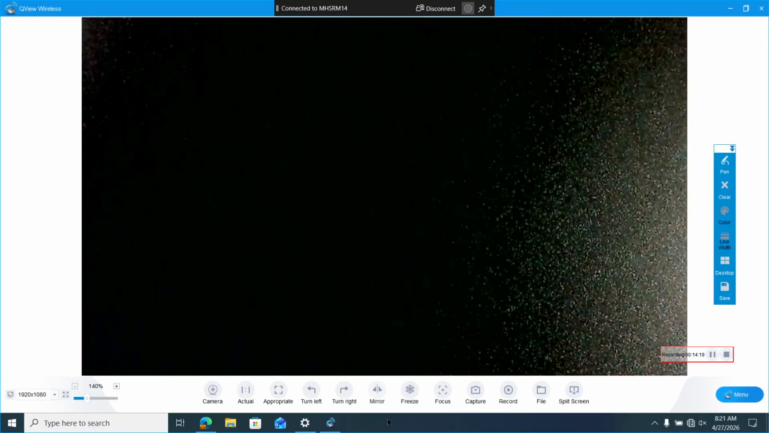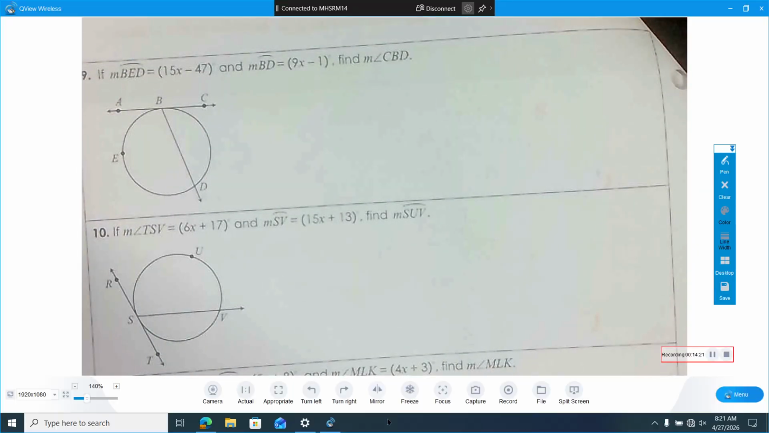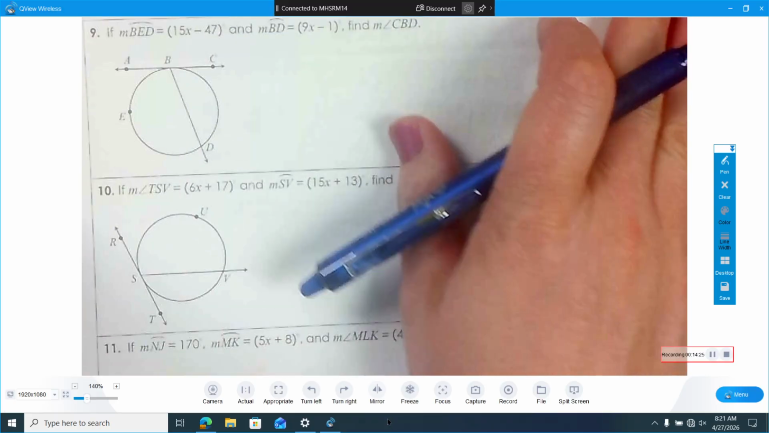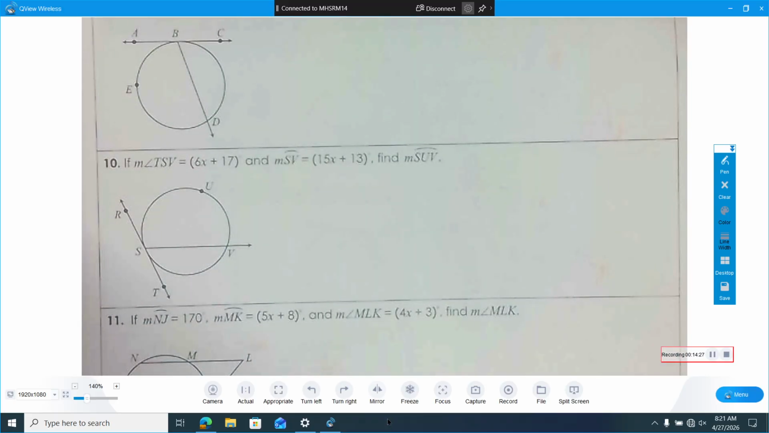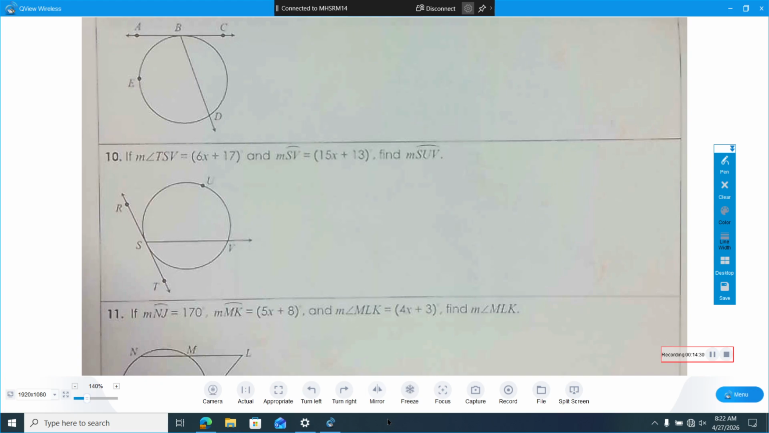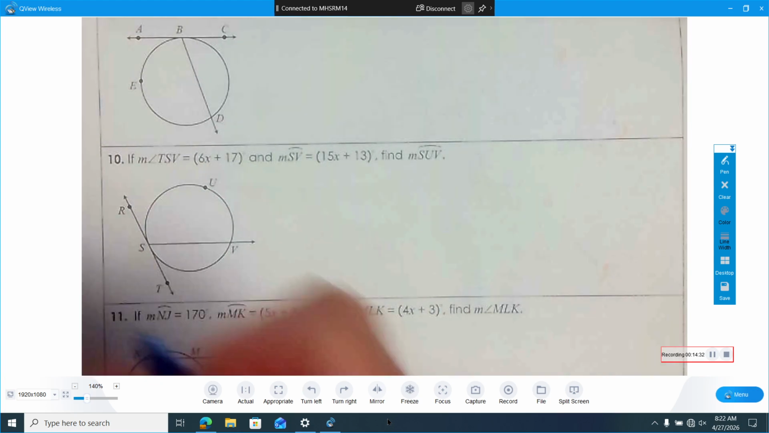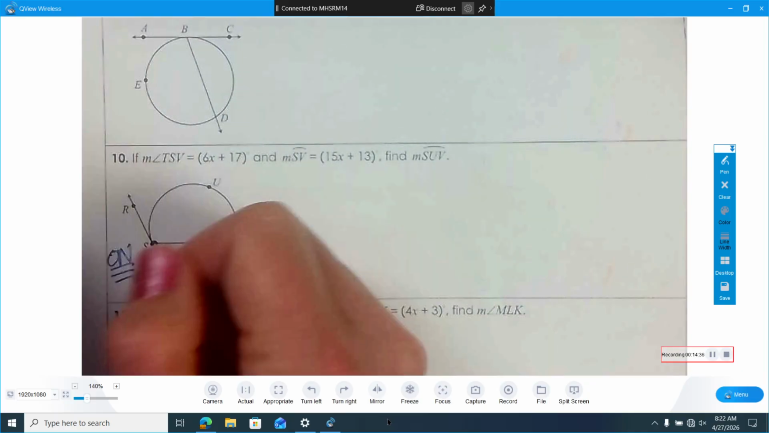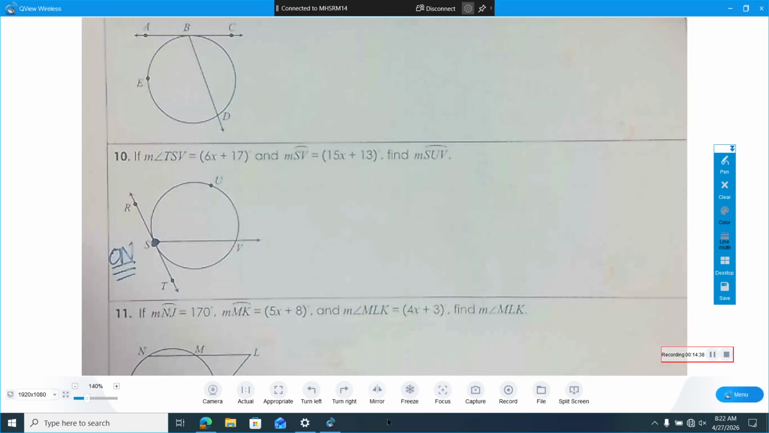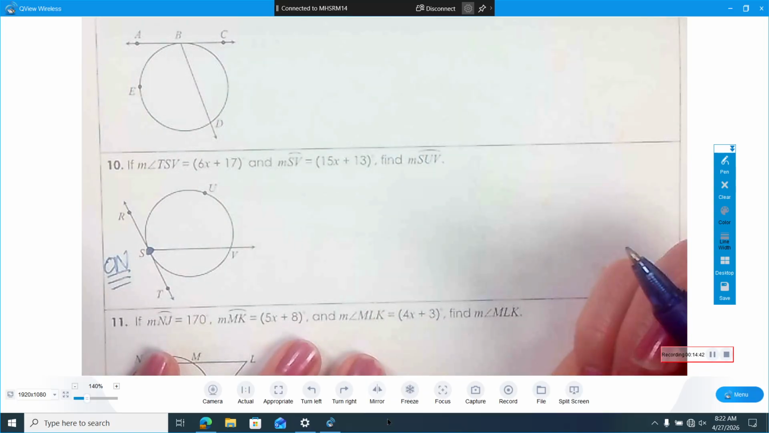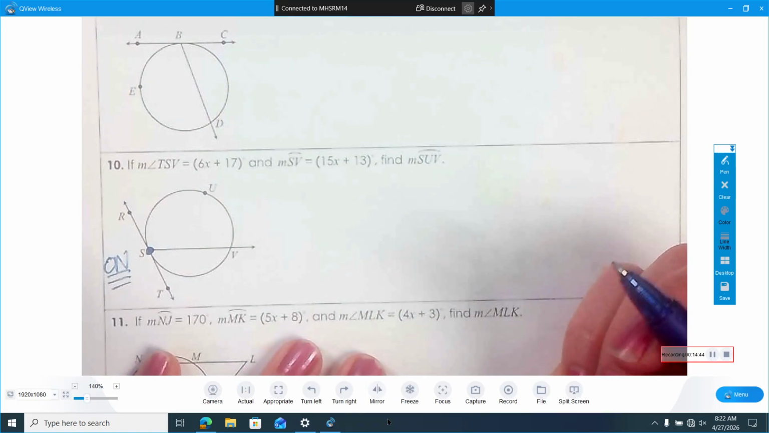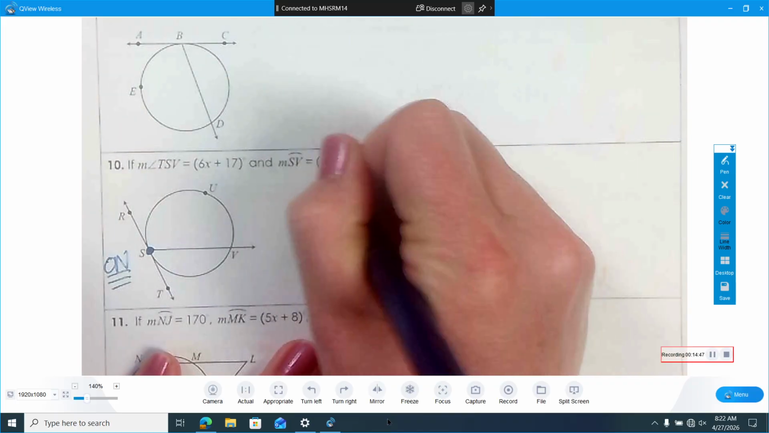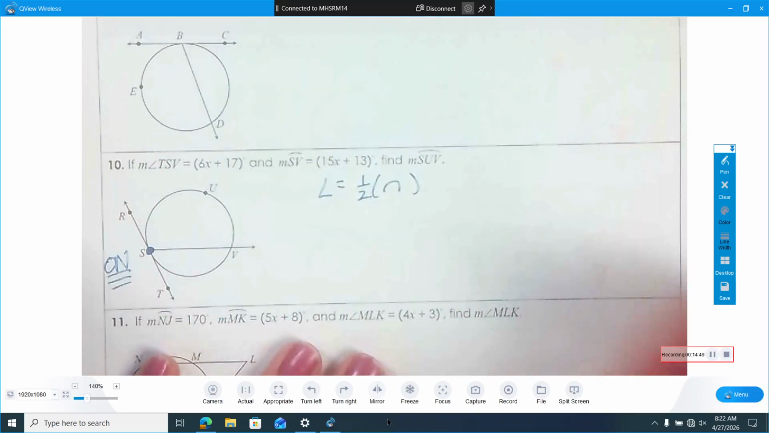I think we won't solve the remaining ones, but we will set them up. Let's look at number 10. Number 10, our vertex is on the circle. That intersection of the tangent and secant line is on the circle. So what's our setup in words? Angle equals half the arc that it eats.